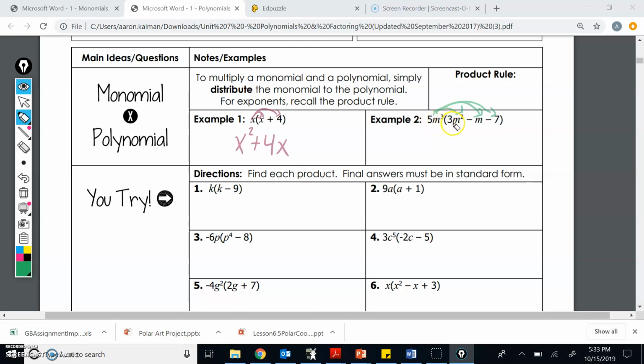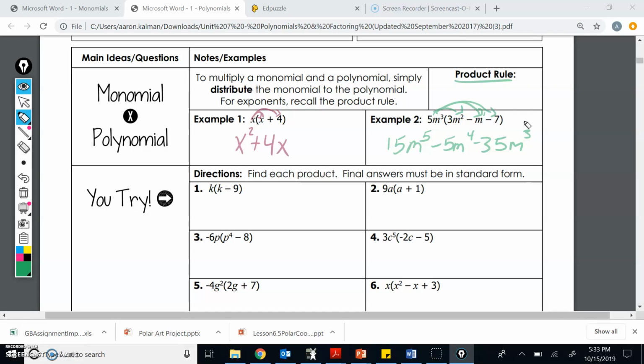5m cubed times 3m squared becomes a 15, and we add our exponents together, like the product rule says. Then 5m cubed times a negative m is a negative 5m to the 4th, because this was an m to the first power, and we add those together. And then 5m cubed times negative 7 is a negative 35m cubed. So again, we are adding our exponents together.